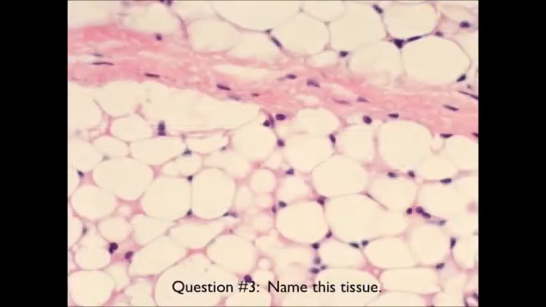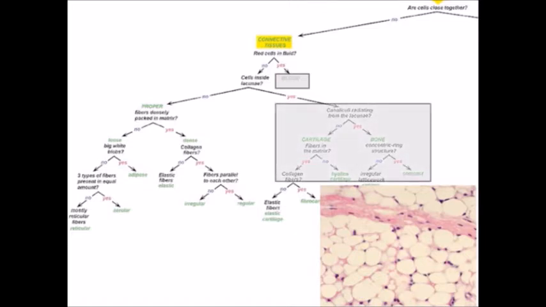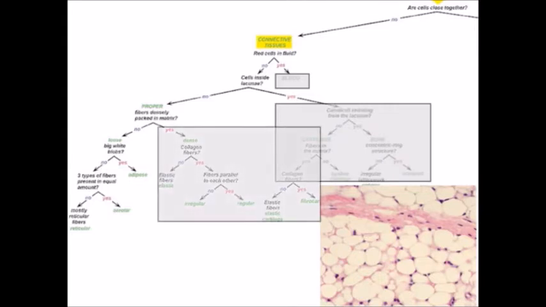What about this one? Name this tissue. So again, first question, are the cells close together? And the answer is certainly not. Are the cells in a fluid? No. Are the cells inside lacunae? Do you see any kind of depression where the cells are sitting? No, I don't see that. Are there fibers that are densely packed in a matrix? No, I don't see any fibers in here at all.